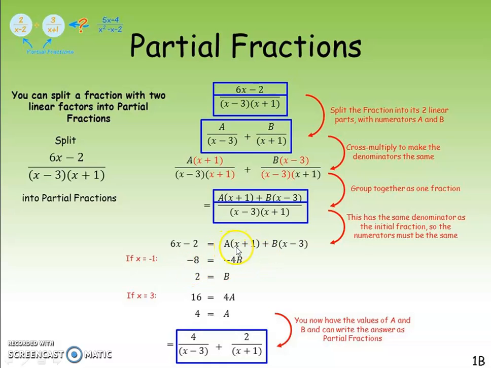Capital A into minus 1 plus 1 gives the value 0, and 0 into A is 0. Plus B remains the same: minus 1 minus 3 is minus 4, so minus 4 into B is minus 4B. We derive minus 8 equal to minus 4B. Minus 4 is a multiple, so divide this side: minus 8 upon minus 4. 4 twos are 8, and the minus signs cancel. We derive 2 is equal to B.